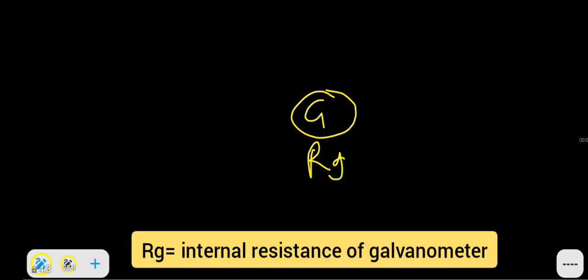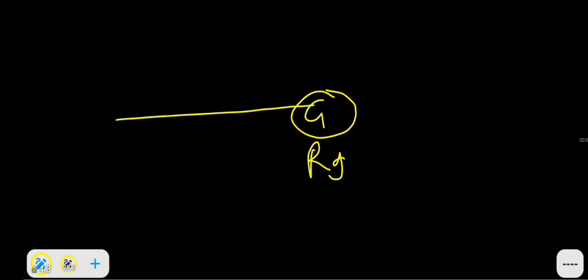So this is the symbol for a galvanometer. You have a circle, then you have G inside it, then you have what is called the galvanometer resistance. This is the internal resistance of the galvanometer. So the symbol is Rg. You want to convert it to an ammeter. So this is the current coming in like this.